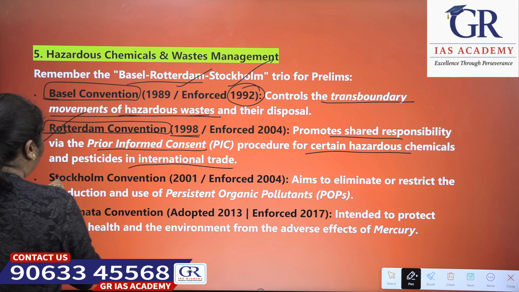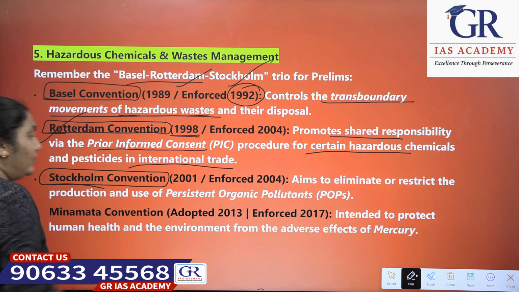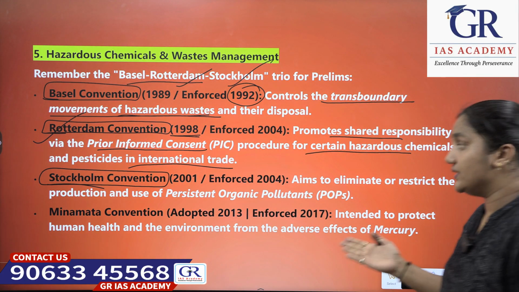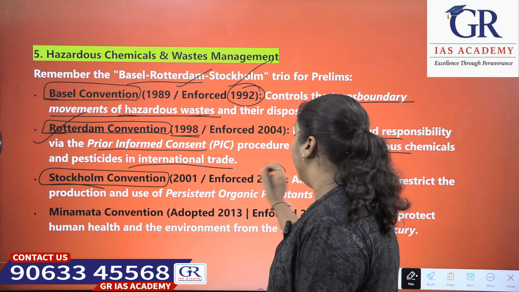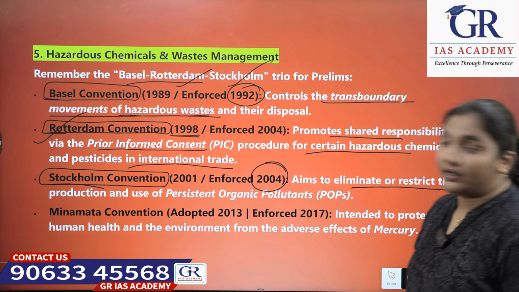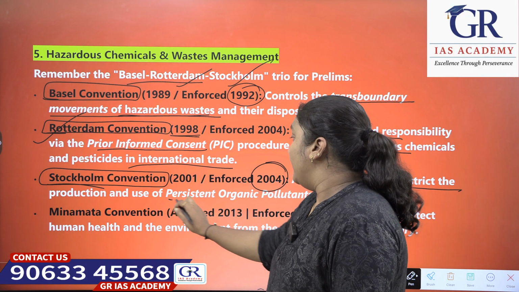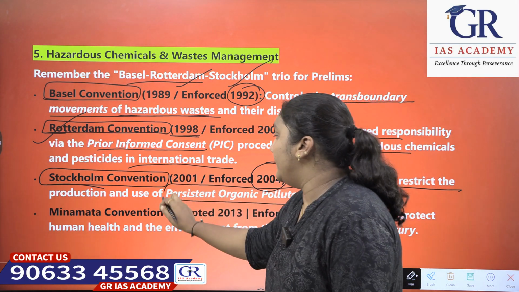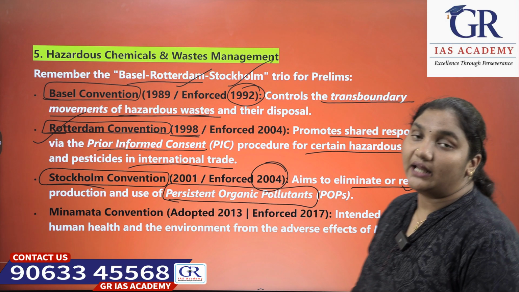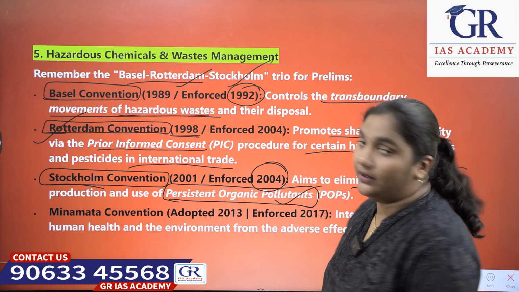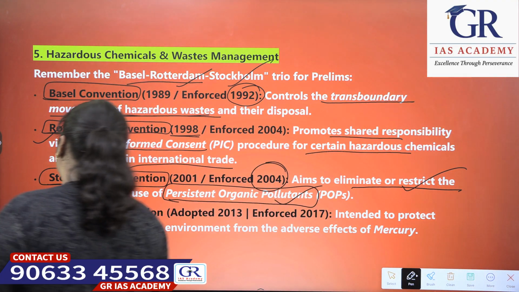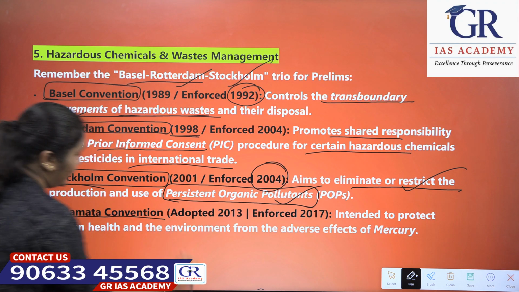Okay, next is the Stockholm Convention. It was adopted in 2001 and came into force in 2004. What does it aim for? It aims to eliminate or restrict the production and use of persistent organic pollutants. Which convention does that? The Stockholm Convention.